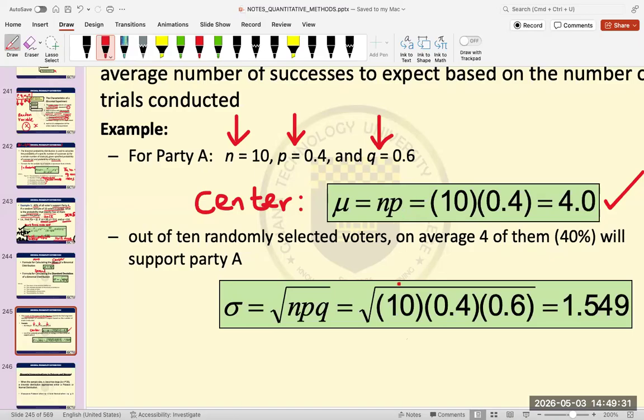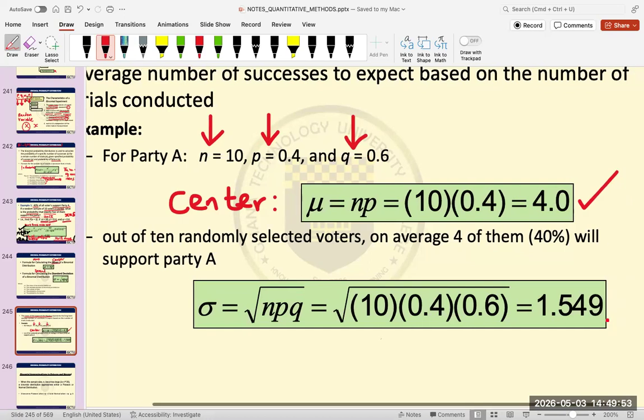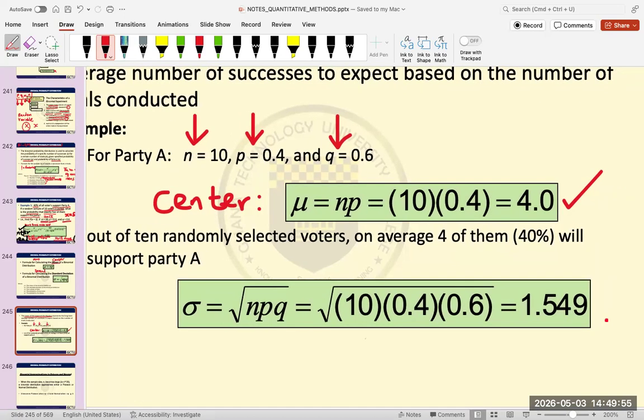The spread is sigma, uppercase sigma, equals square root of NPQ. The N is 10, the P is 0.4, the Q is 0.6. You fix it and then you have your answer here, 1.549.